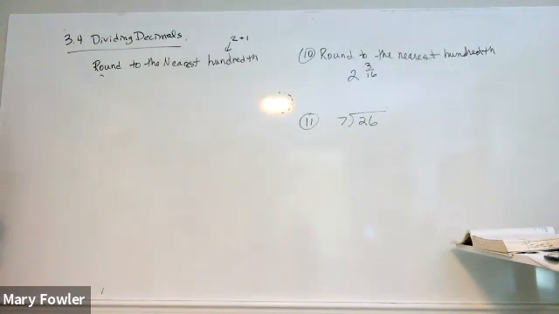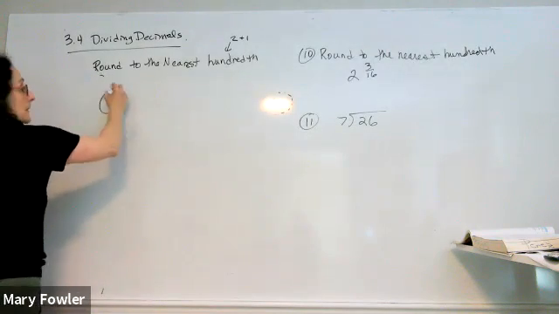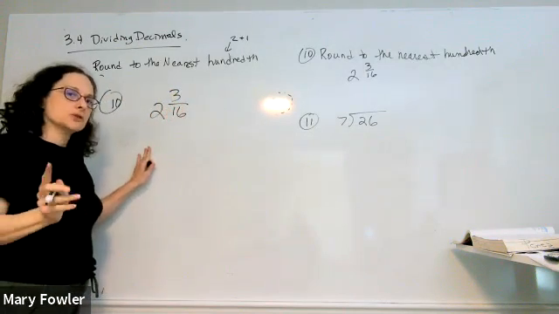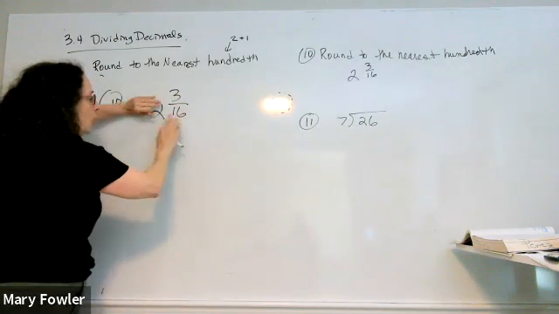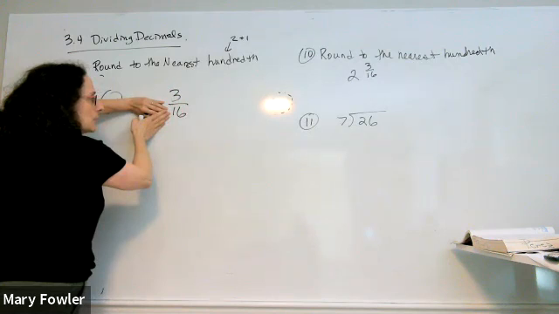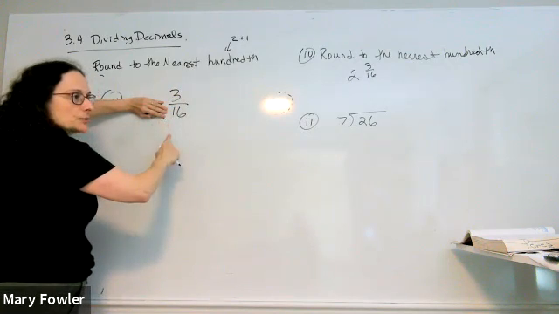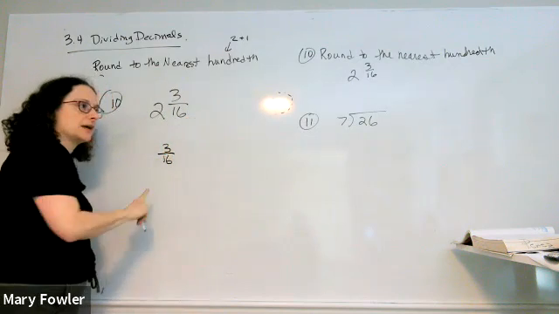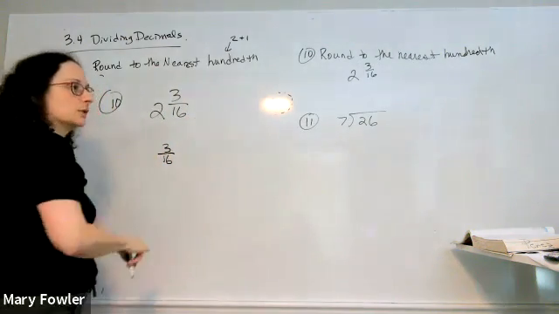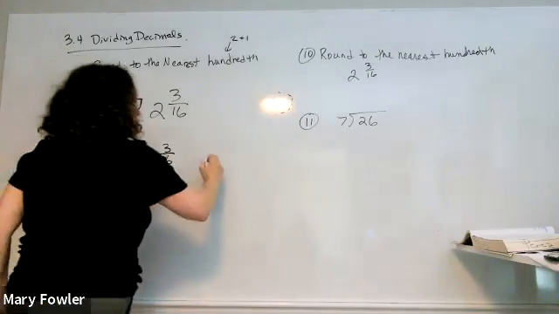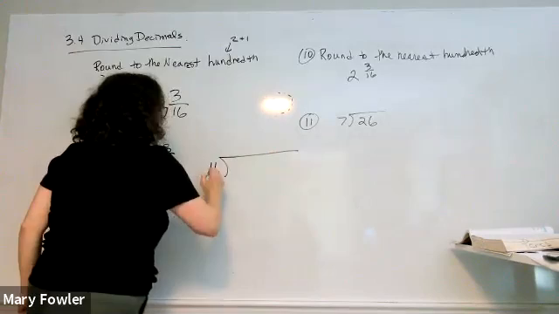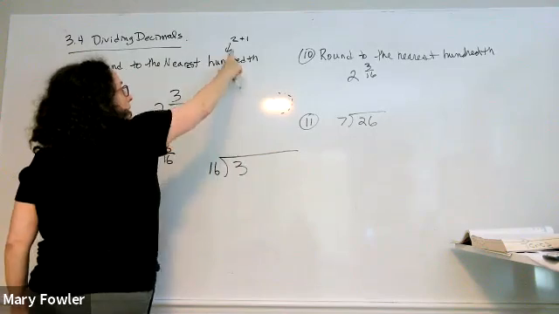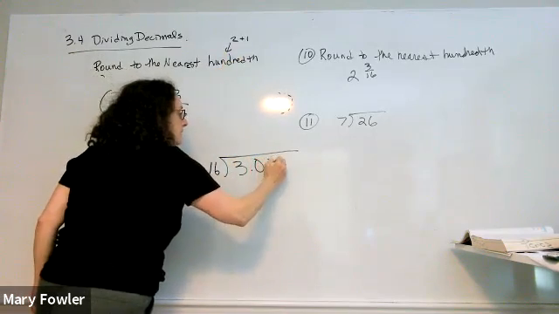Okay, so number 10, 2 and 3 over 16. So I'm going to use the method that I showed you where we hold the whole number aside and just convert the fractional piece to a decimal and then append. So I'm looking at 3 over 16 and I want to figure out what's the decimal equivalent to 3 over 16. So that is 16 divided into the 3. And I know I'm working to the nearest hundredth. So I want to put 3 zeros here.